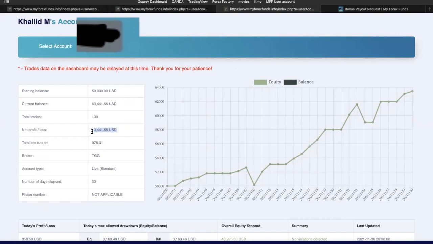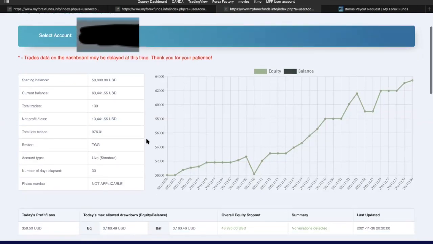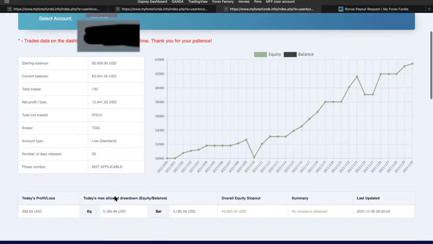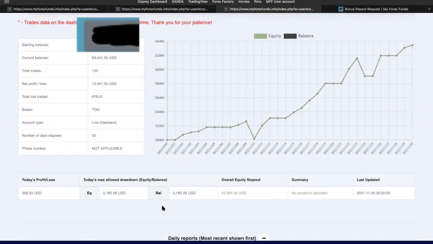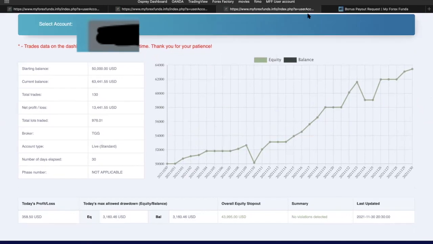I was able to net $13,000 in profit, and I will be getting 75% because this is my first month of profit split with MyForexFunds, and 75%, 80%, and then 85% for the rest on month 3 starting. You can see I don't have any phase number or any dates or anything because it's a live evaluation account.